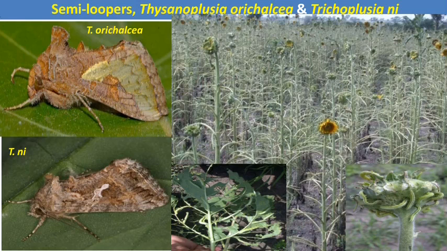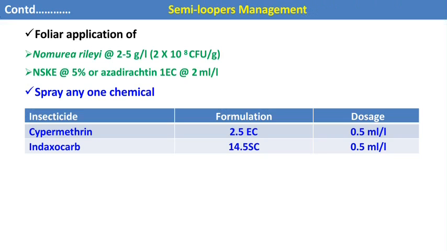Then next, that is the semilooper. There are two species of semiloopers here, and the semiloopers have the caterpillar as the damaging stage, and they start their feeding by cutting the leaves. In case of severe infestation, the plant is completely defoliated and the yield is reduced. For the management practices, Nomuraea rileyi is one of the effective biofungicides.